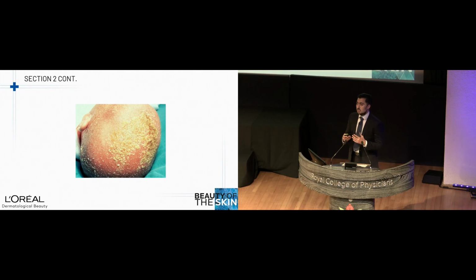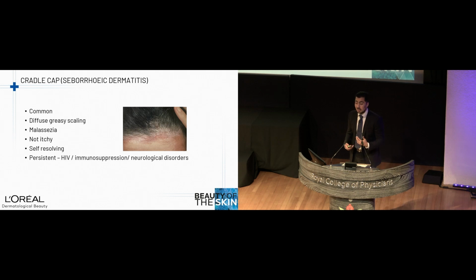So coming on to something which you will probably see a lot in your clinics is very diffuse yellow scaling affecting our very young population, affecting the scalp, sometimes the chest, sometimes the folds. And this is cradle cap or seborrheic dermatitis. This is a very common condition that tends to improve with age, but then you can get another peak, tends to be in young males, predominantly affecting the scalp, but can also affect other sites as well.